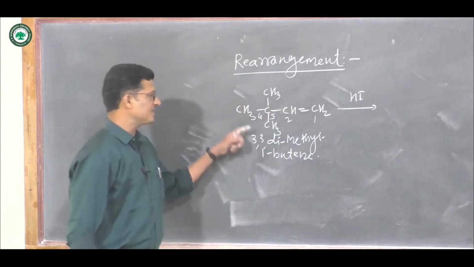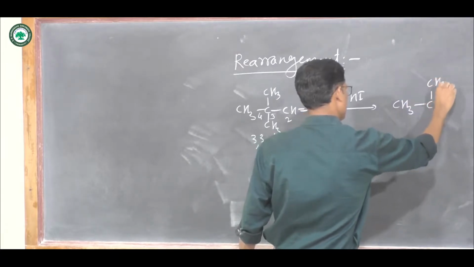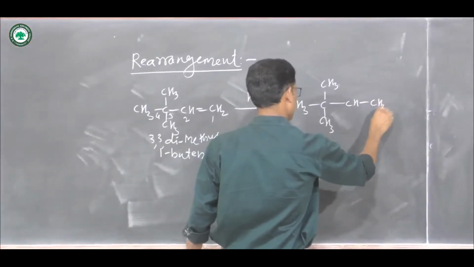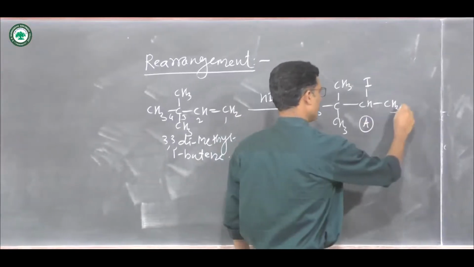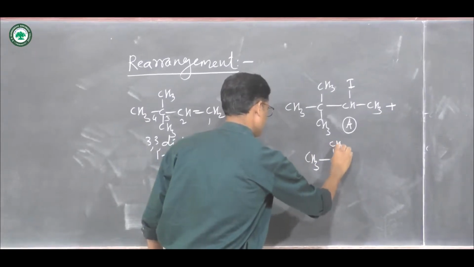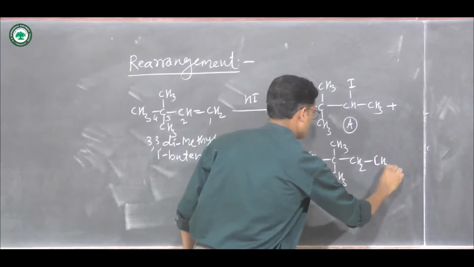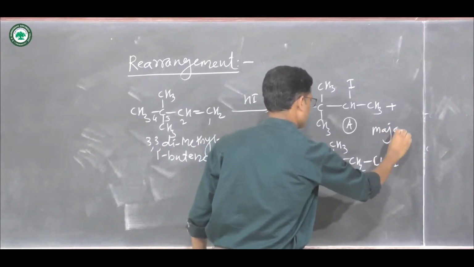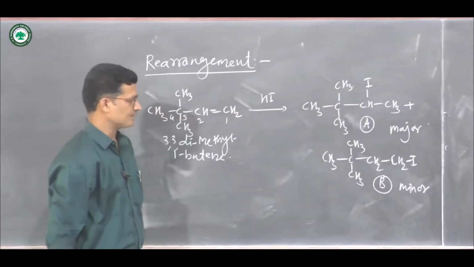When we treat this compound with HI, then the addition reaction takes place, and which type of major product formation takes place? We get this as the major product. Suppose we call it A. Again we get a B product. Which type of B product? I write here. This is the B product. This is major, this is minor. This product is major according to the Markovnikov addition.